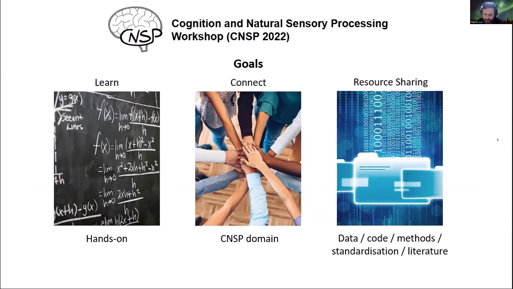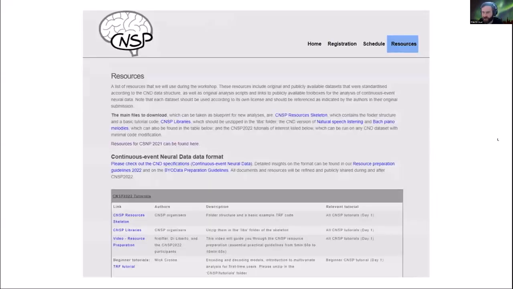So it's a great opportunity to be able to interact in a more casual way through the Slack and through the talks and questions. And then we also see the workshop and the website that's come out of this as a kind of a resource for sharing data, code, methods, standardization techniques, and literature. So on that last point, you can find all of the resources to do with the workshop and topics around the workshop on the website under the resources tab.